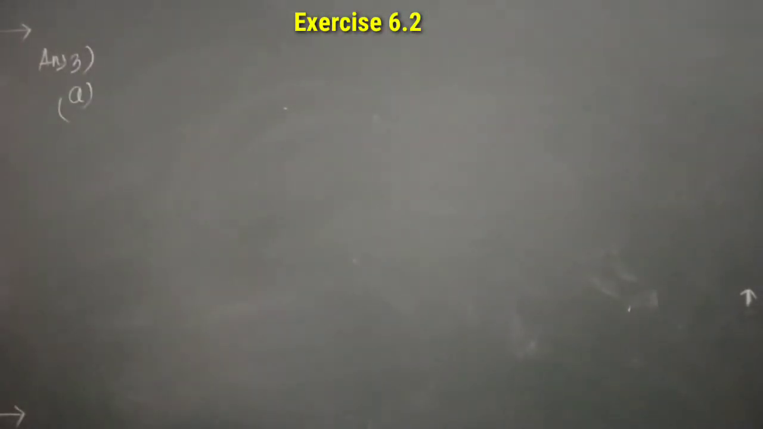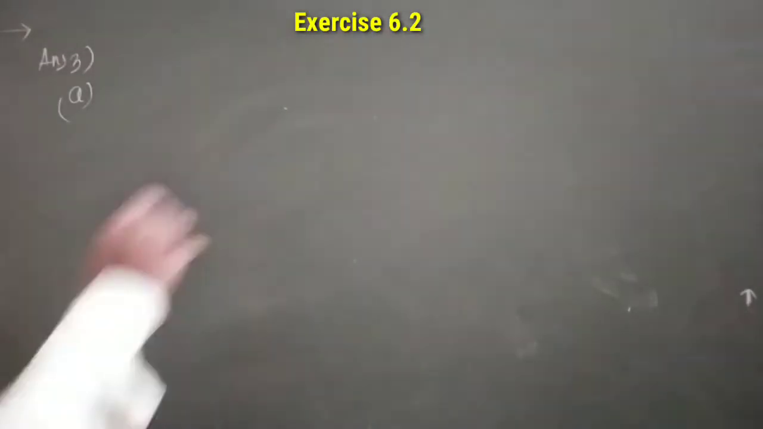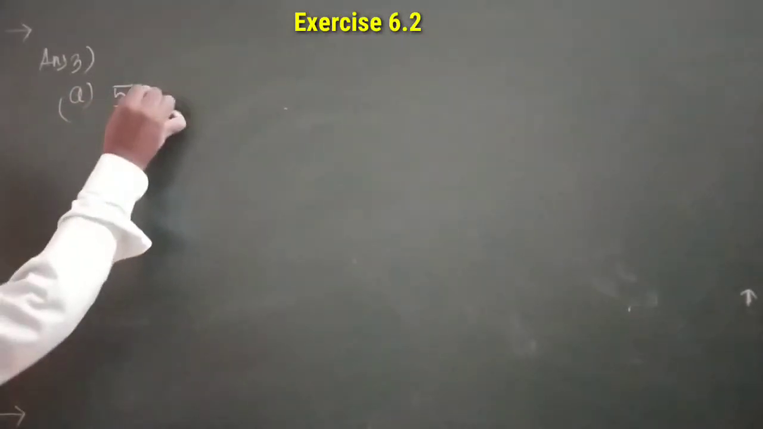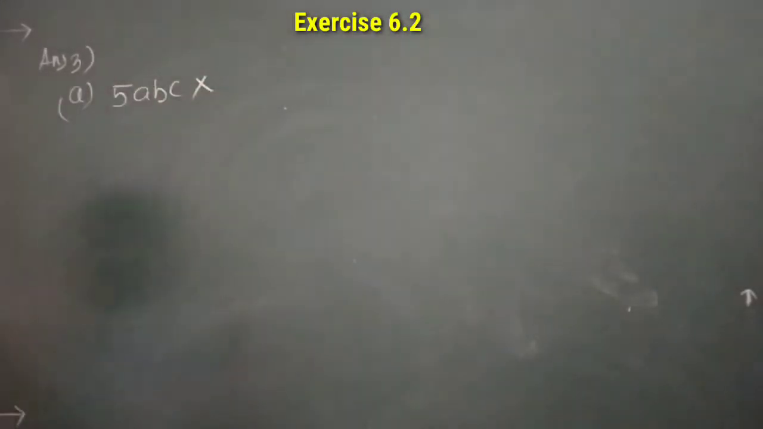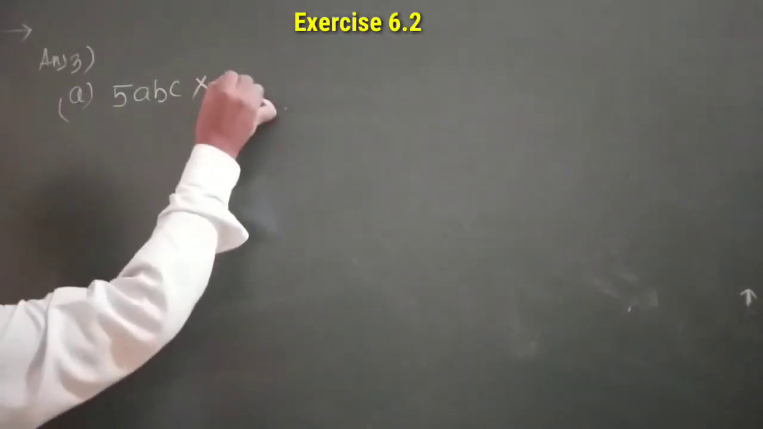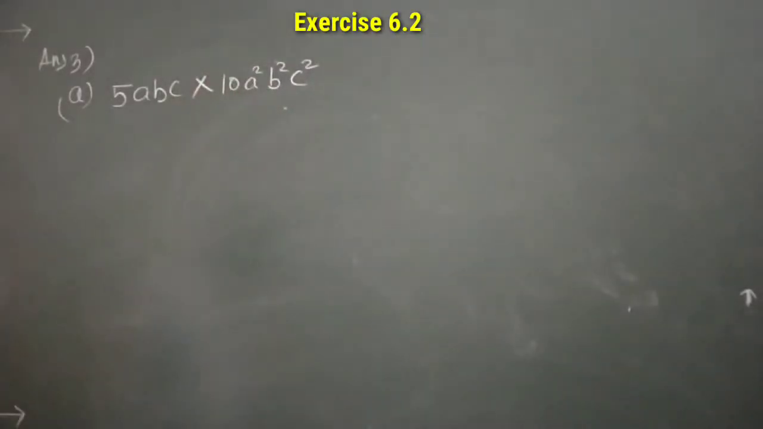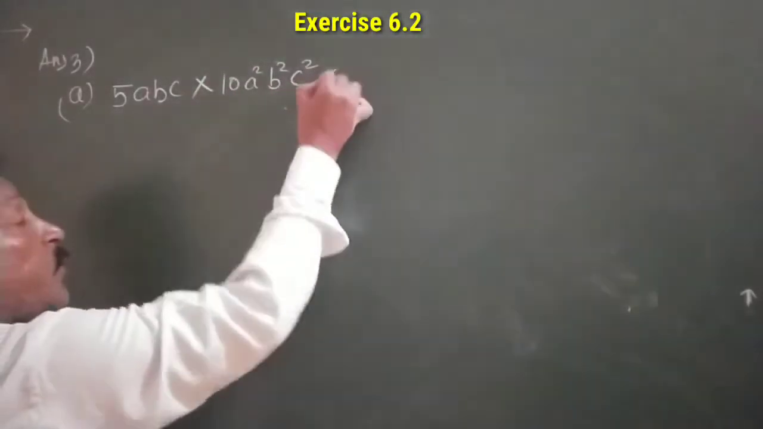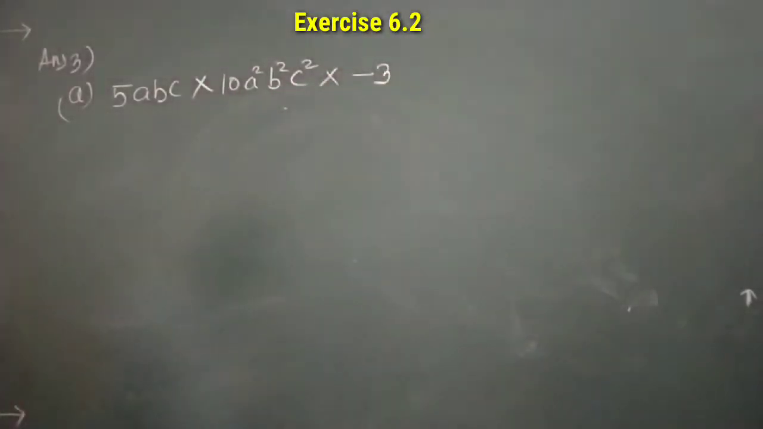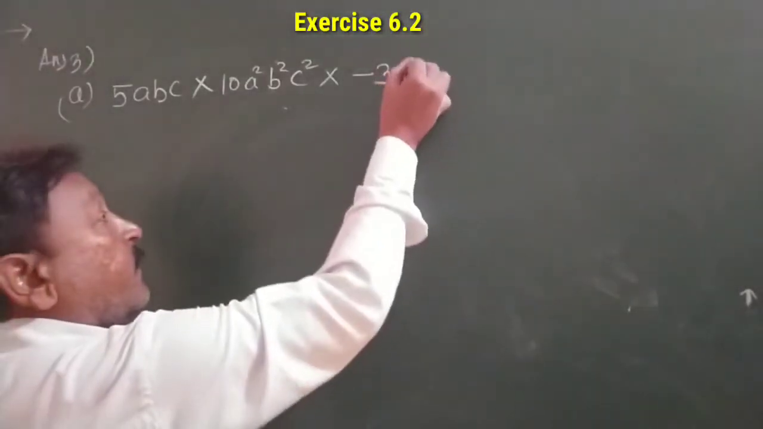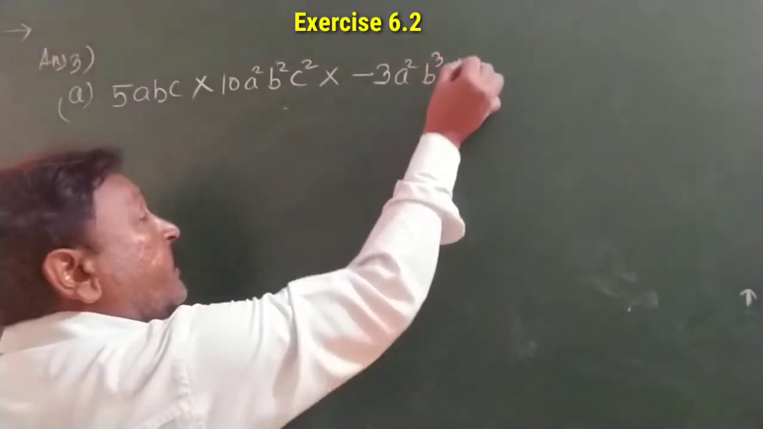Okay students, class 8, now see question number 3. In question number 3 also we have to do the multiplication. Okay. So 5abc into 10a square b square c square into minus 3a square b cube c raised to the power 4.